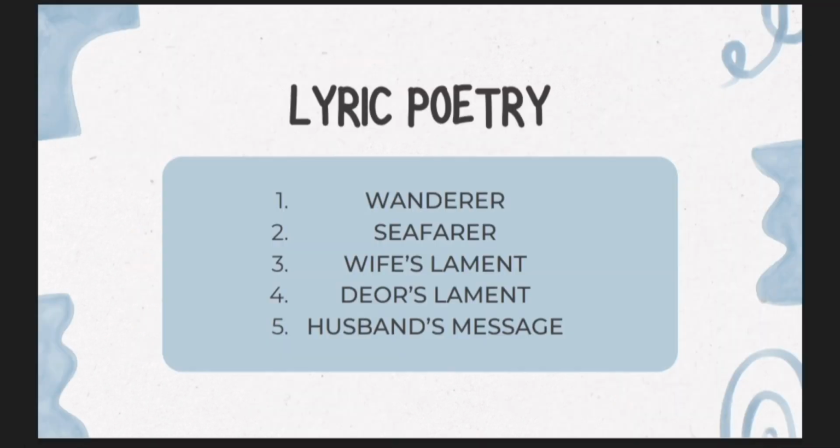We will move to the next kind of poetry, that is lyric poetry. The first poem is called Wanderer. An old man recalls an attack that happened in his youth. His family and friends were killed in the attack. The memories of the attack are still with him. In this poem, he preaches that one should remain calm and resolve matters peacefully rather than fighting and killing people.